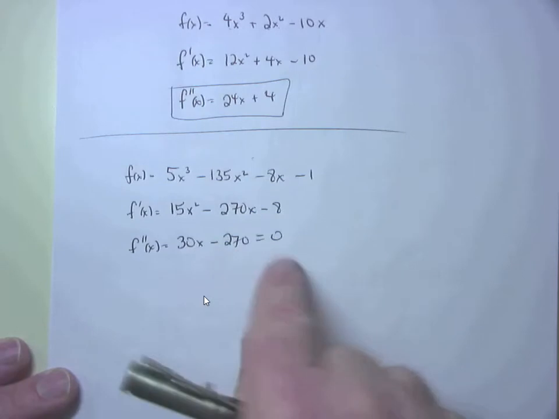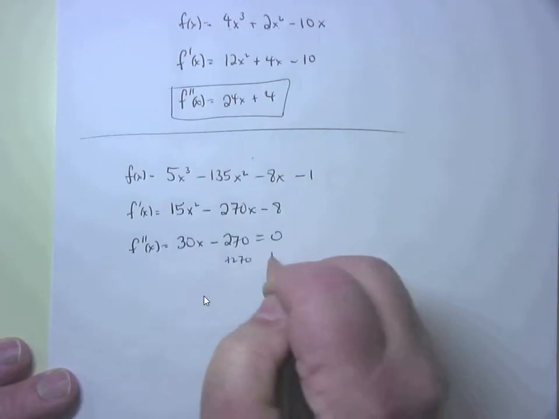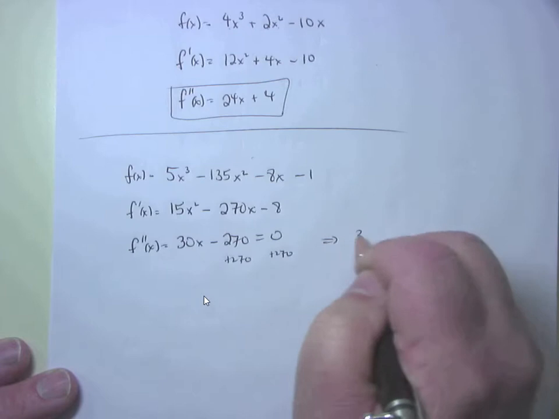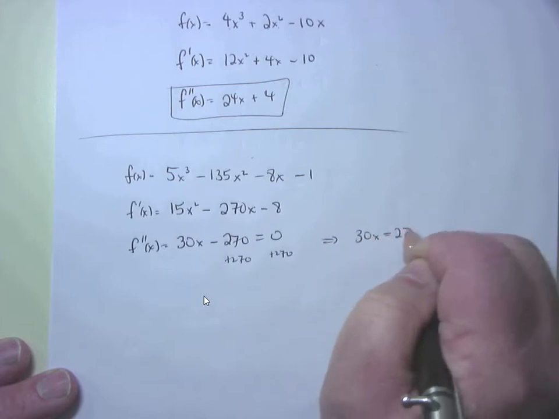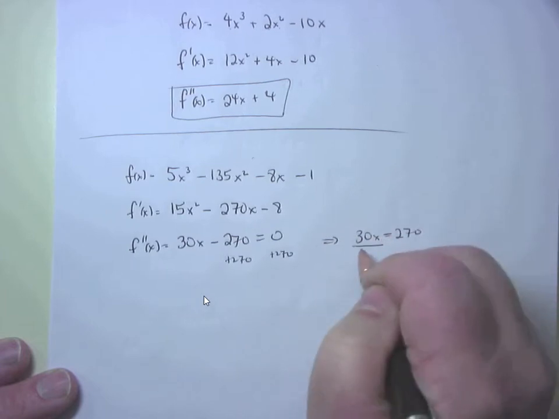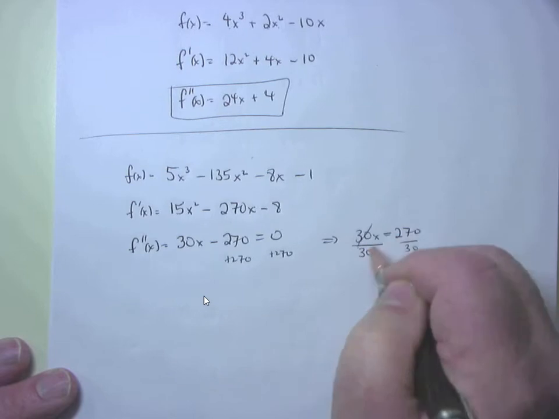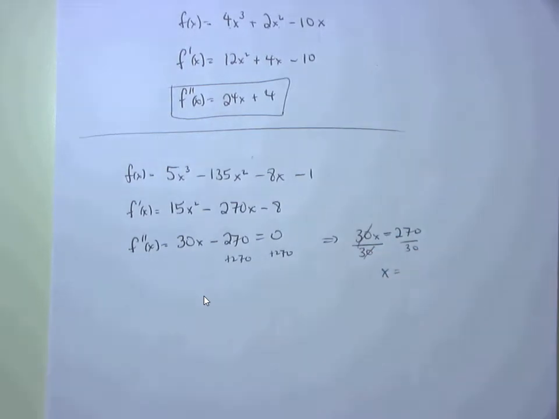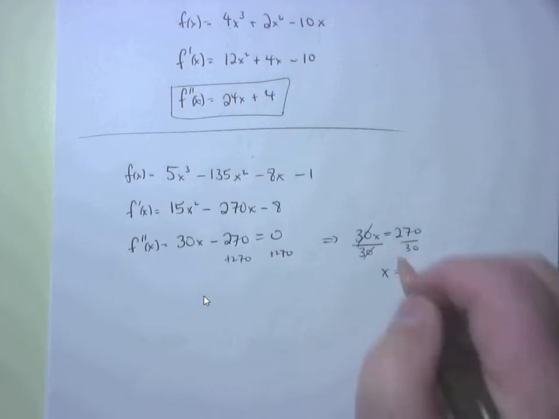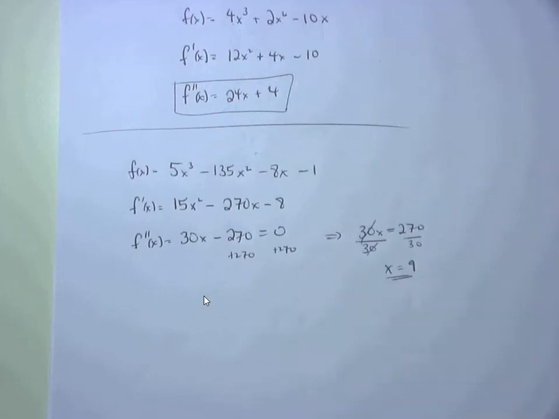To solve this, I'm going to add 270 to both sides. So I end up getting 30x is equal to 270, and then I'm going to divide by 30 on both sides. And 270 divided by 30 should be 9. It is, double checking on the Google calculator just to make sure, but x equals 9. That is my hypercritical value. That's where my second derivative is equal to 0. That's my possible inflection point.